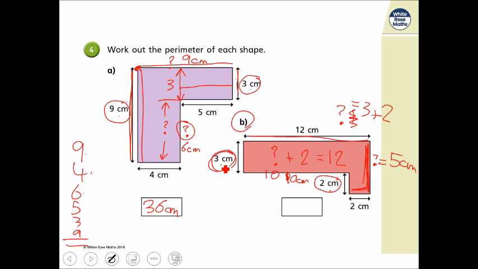Now what we need to do is just add up all the numbers. So we've got, start from there, 12 centimeters plus 5 plus 2 plus another 2 plus 10 plus 3. I've got 6 numbers. 1, 2, 3, 4, 5, 6. Okay, so that's correct. So 12 add 5 is 17, 18, 19, 20, 21, 31, 32, 33, 34. 34 centimeters.